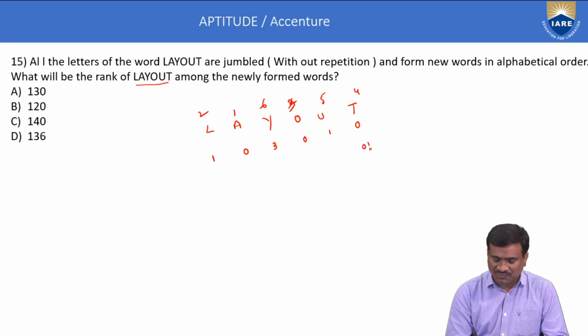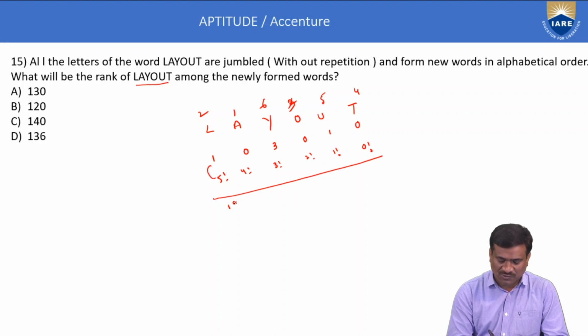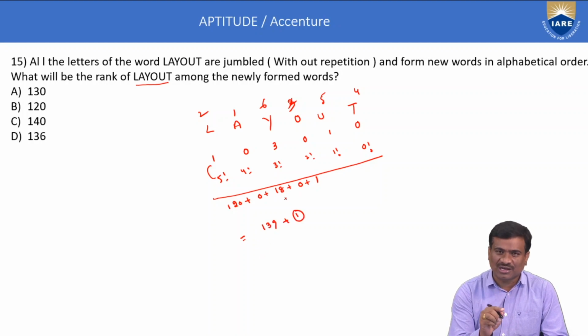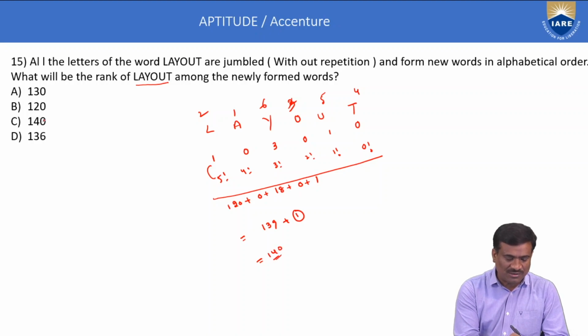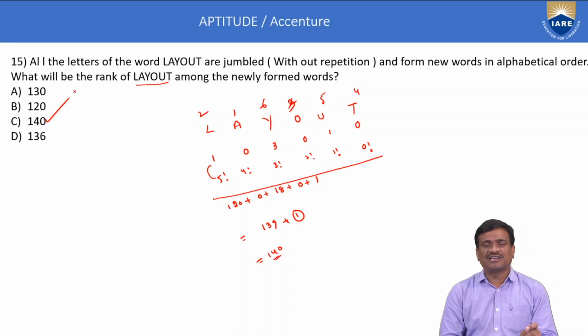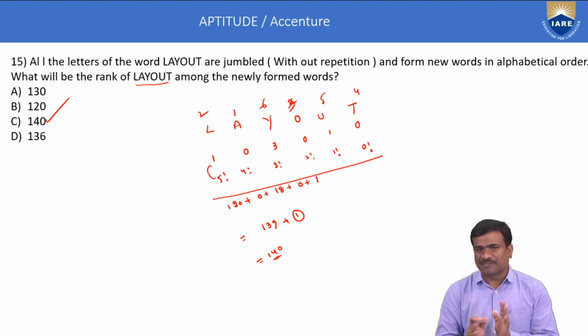Next, starting with 0 factorial, 1 factorial, 2 factorial, 3 factorial, 4 factorial, 5 factorial. Next, multiplication: 120 plus 0. Next, 18 plus 0 plus 1 is equal to 139. Next, add place 1. LAYOUT is also counted another time. Therefore, adding place 1 indicates LAYOUT is the one word, equal to 140. Option C only is correct. This is about Accenture Model Paper 3.